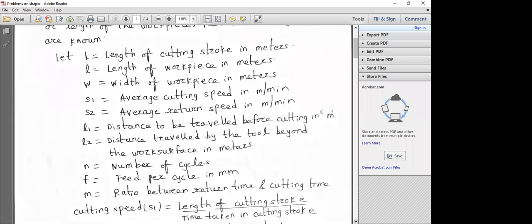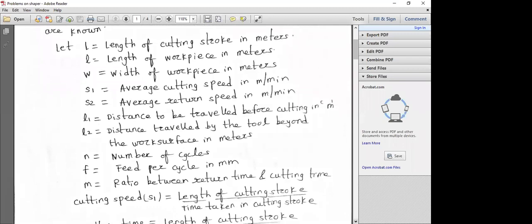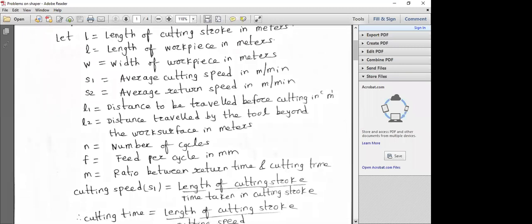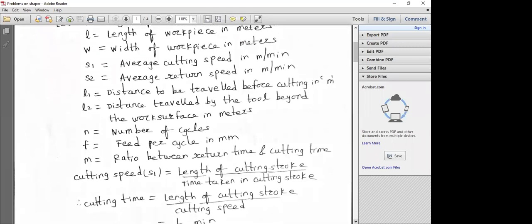What is the cutting speed in the forward stroke? Length of cutting stroke divided by the time taken in the cutting stroke. This derivation is of very much importance. You may be asked to derive it in the problem as far as the third unit, the first half, is concerned. What is the cutting speed S1 we have seen, in the forward stroke or cutting stroke? What is cutting time or machining time? It is the length of cutting stroke by cutting speed.